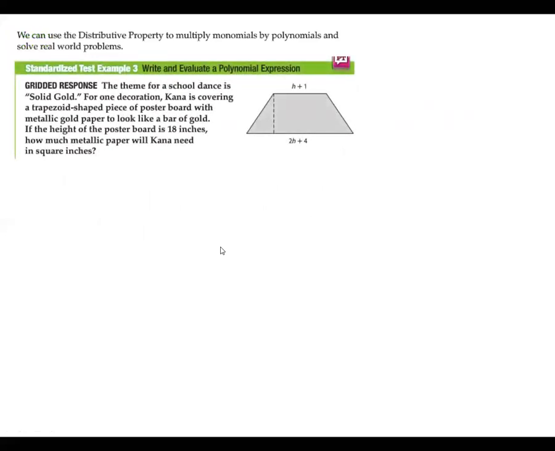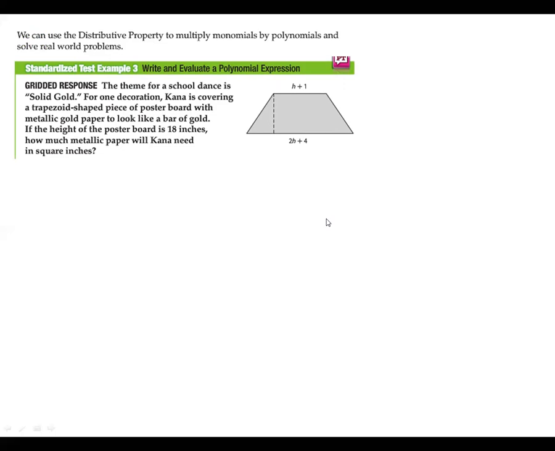All right, we can use the distributive property to multiply monomials by polynomials and solve real-world problems. The theme for a school dance is solid gold. For one decoration, Kana is covering a trapezoid-shaped piece of poster board with metallic gold paper to look like a gold bar. If the height of the poster board is 18 inches, how much metallic paper will Kana need in square inches? So basically we have to get the area of this trapezoid.